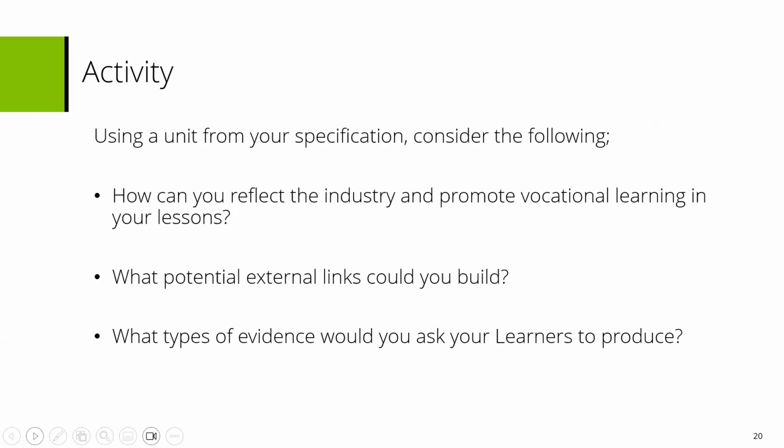Using a unit from your specification, consider the following. How can you reflect the industry and promote vocational learning in your lessons? What potential external links could you build? What types of evidence would you ask your learners to produce? Please press pause to complete this activity and press play once you've completed.